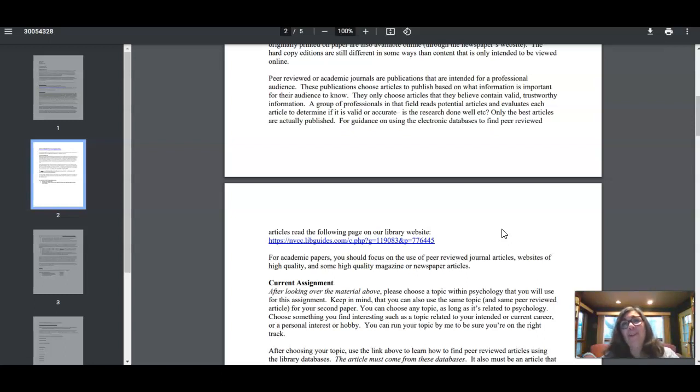I need to know that you know how to use our databases, so it's a requirement for the paper. And you're going to use that to find peer-reviewed articles. I will say that if you have never found peer-reviewed articles before, if you've never used our databases before, I strongly encourage you to make an appointment with one of our librarians, and they will help you. They will walk you through that, and you can find the link for making appointments on the library webpage, on the college website.